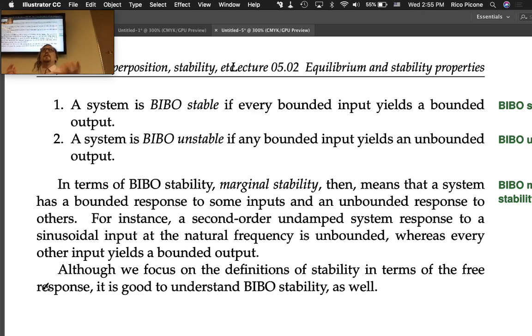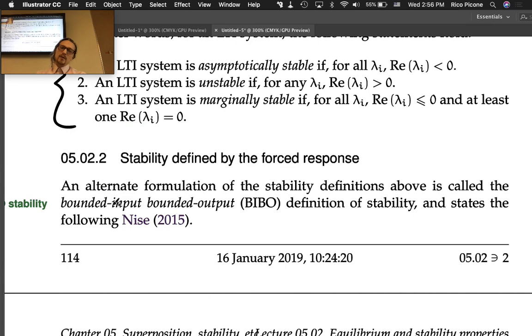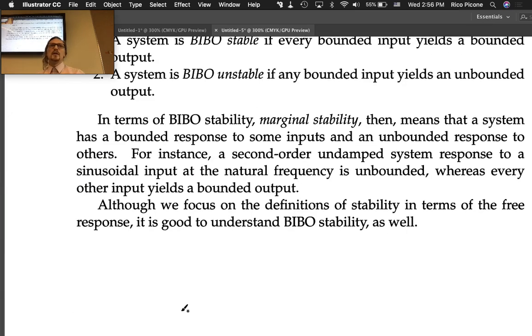So if you think of our spring suspending a mass, if there was no damping on it, and you have a forcing function at any frequency, you're going to get a response that's finite at that frequency. Unless you do it right on resonance, right at the natural frequency. In that case, you get an unbounded output. So although we focus on the definitions of stability in terms of their free response, so the ones that I highlighted up here, it's good to understand BIBO stability as well. There are certain cases where that is pretty important.